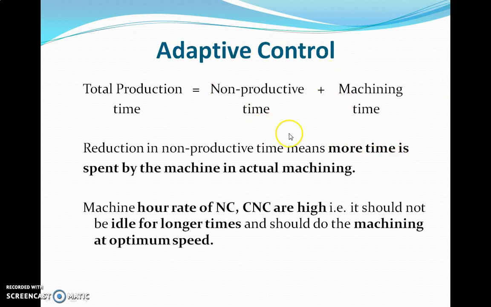Non-productive times are of course a factor in total production time, but when I talk about adaptive control, I am mostly focusing on machining time. How can I control the machining time, or how can I optimize the machining time?